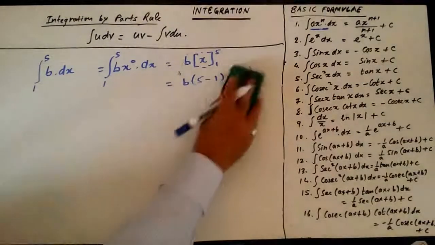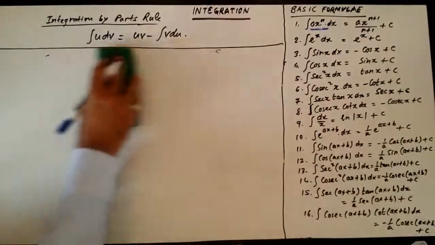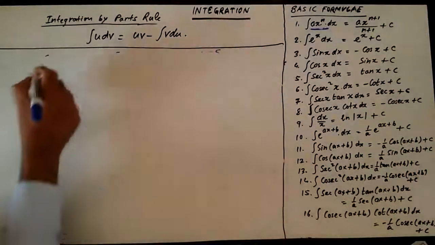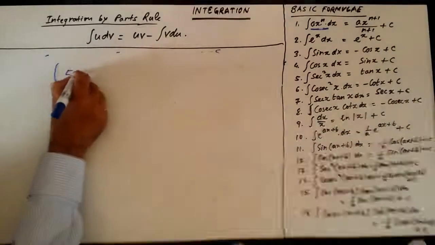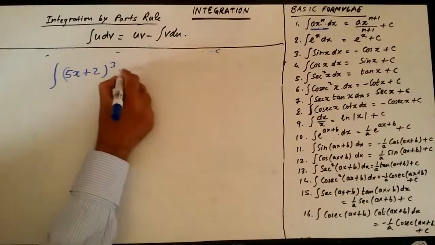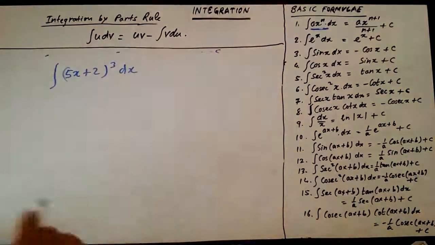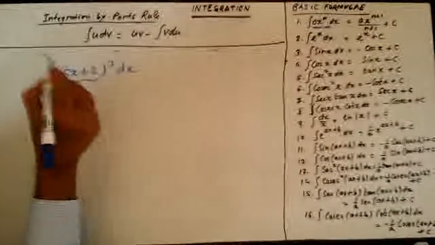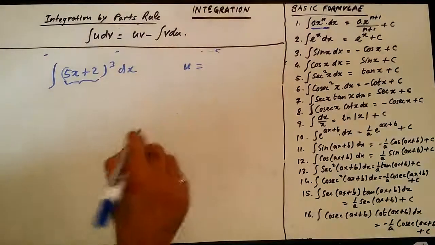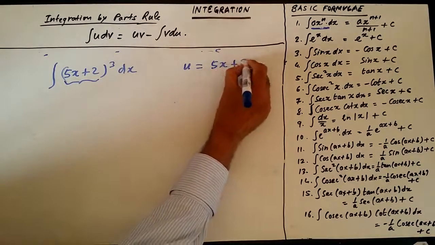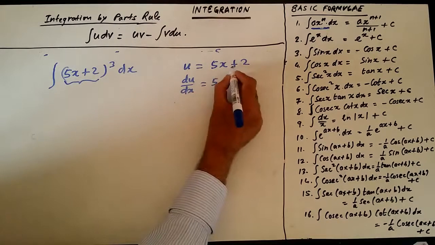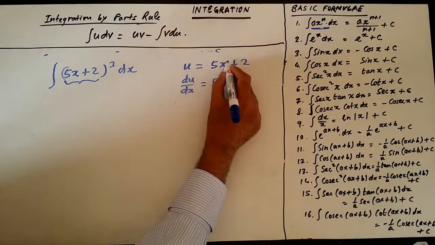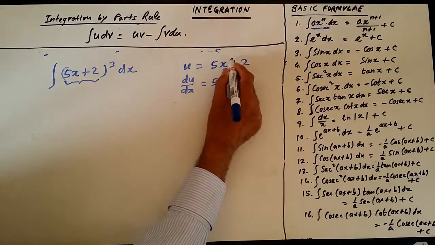So now let's take an example on integration by substitution. So if I have an integration like this, say, 5x plus 2 to the power 3 dx. Now, how do I integrate this? We will substitute this with something. So let's say we substitute by u. So u is equal to 5x plus 2, and then find the differential of this. So du by dx is equal to 5.